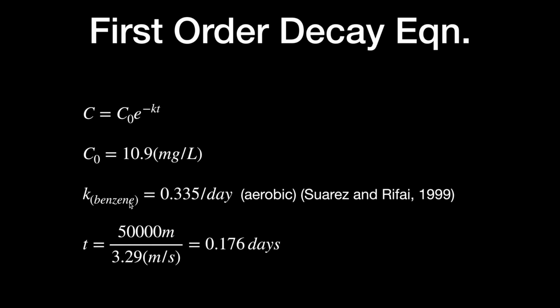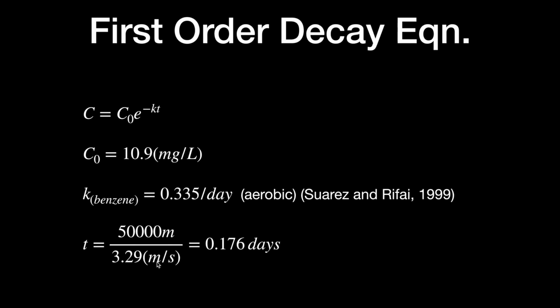So in this case, let's take a look at benzene, a common constituent of concern. It's been looked at many times in the past. There's a lot of K values for it. In this case, I got this one from a literature review. And the K value is going to be dependent also on your environmental conditions. In this case, I think these are some average values for aerobic, or in other words, oxygenated conditions, of 3.35 per day.